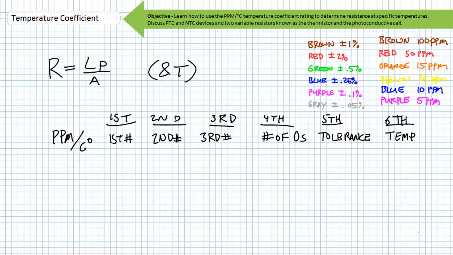The color codes for this band represent the following: brown at 100 ppm, red at 50 ppm, orange at 15 ppm, yellow at 25 ppm, blue at 10 ppm, and purple at 5 ppm. The units ppm stands for parts per million, and are actually more appropriately written as parts per million per degree Celsius, or ppm over degrees Celsius.